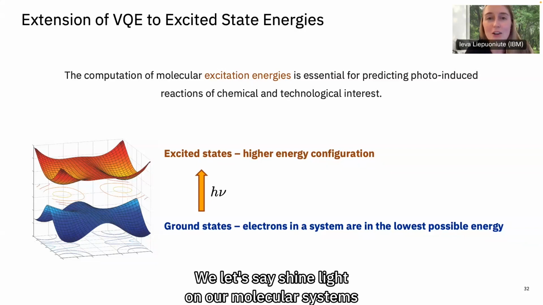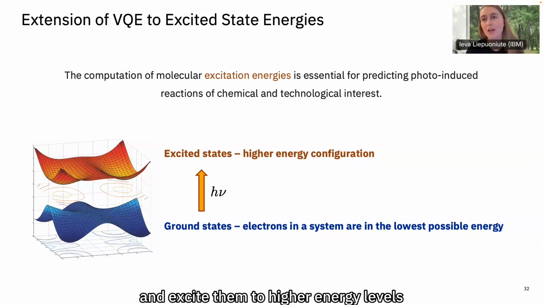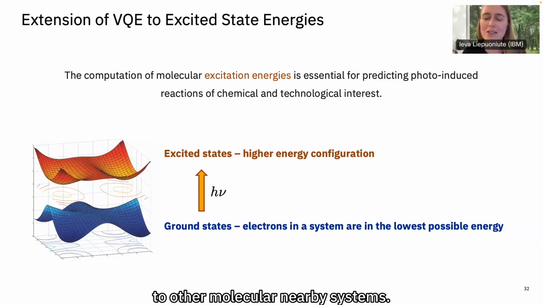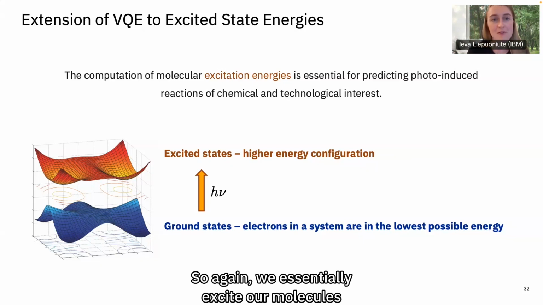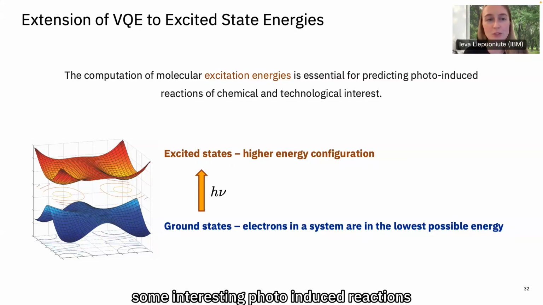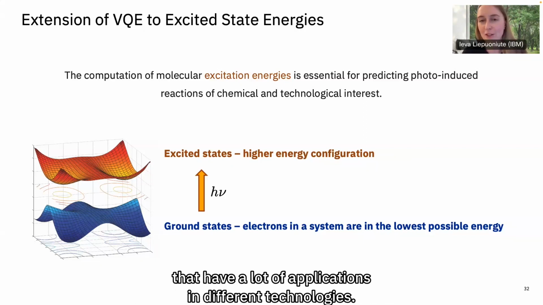Excited state energies are again very important in photochemistry, in fluorescence and phosphorescence studies. We, let's say, shine light on our molecular systems and excite them to higher energy levels, from which they then decay or transfer energy to other nearby molecular systems. Again, this has a lot of applications in solar materials design and energy transfer systems. So we essentially excite our molecules, and that allows us to predict some interesting photo-induced reactions that have a lot of applications in different technologies.